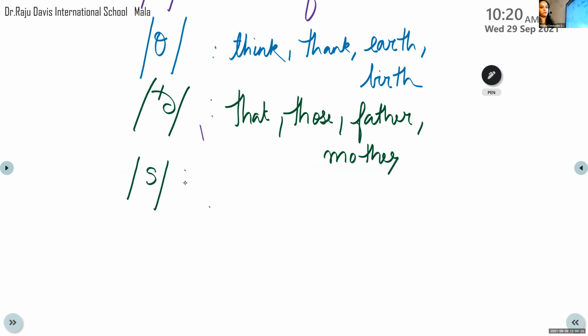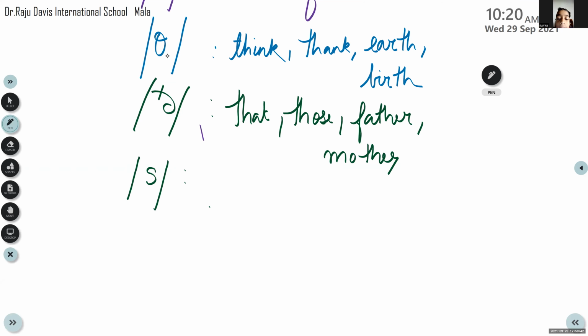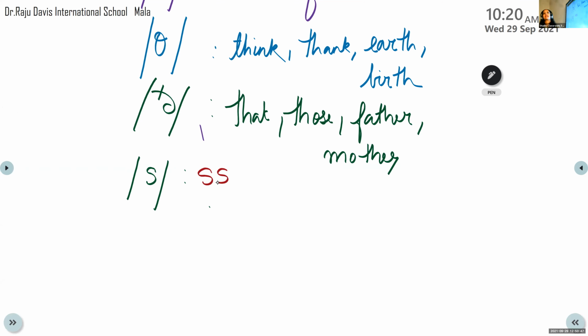the s sound, like the sound the snakes make. Yes, exactly. So here we have a lot of options again, alternatives where we will get this sound. Like in kiss, ss, hiss, miss.